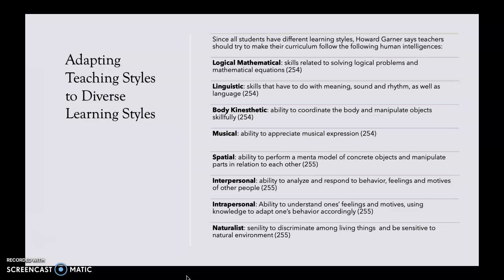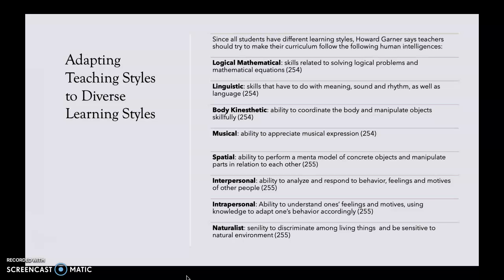Since all students have different learning styles, Howard Gardner says teachers should try to make their curriculum follow the following human intelligences. First we have logical-mathematical, which are skills related to solving logical problems and mathematical equations. Then linguistic, which is skills that have to do with meaning, sound, and rhythm, as well as language. Then body-kinesthetic, which is the ability to coordinate the body and manipulate objects skillfully. And then musical, which is the ability to appreciate musical expression.